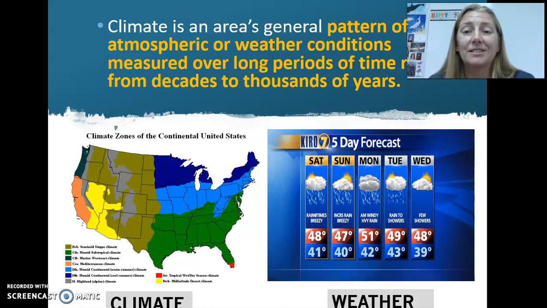Whereas climate is measured over long periods of time. We're talking many, many decades. We're looking at patterns when we're talking about climate. The patterns usually of temperature and precipitation. So compare the two diagrams at the bottom. Weather is constantly changing, climate not so much.